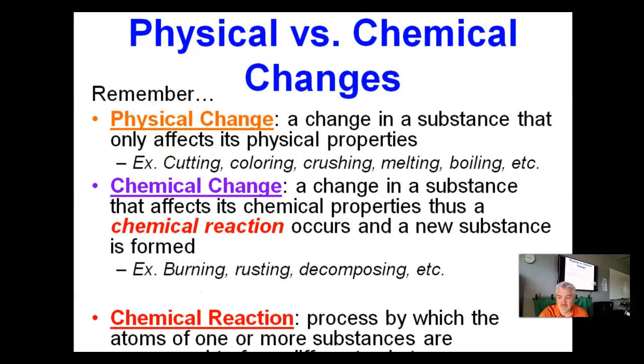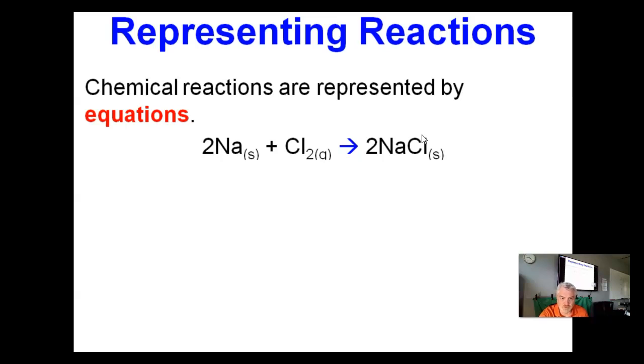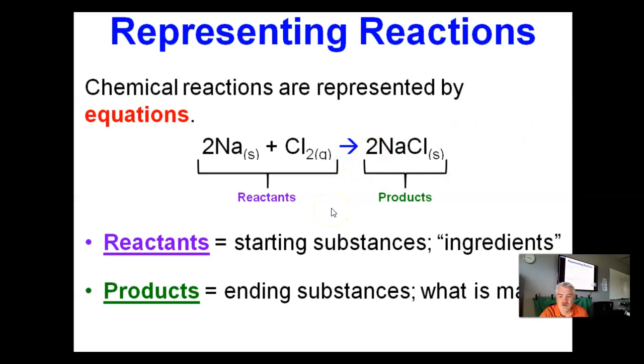And with that, let me make this a little bigger here. With that, you're going to have atoms rearranged and new substances formed. So remember, chemical reactions are represented by equations like this. In this one, anything on the left of the arrow we call reactants. That's what you start with, or your ingredients. Anything on the right of the arrow are your products. These are your ending substances, or what is made. And of course, the little arrow means to yield, or that's what we produce.